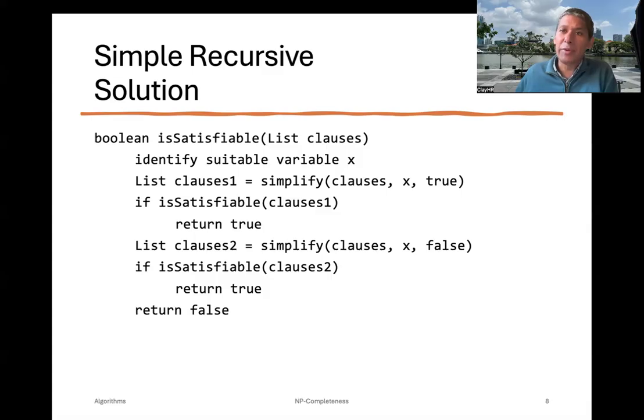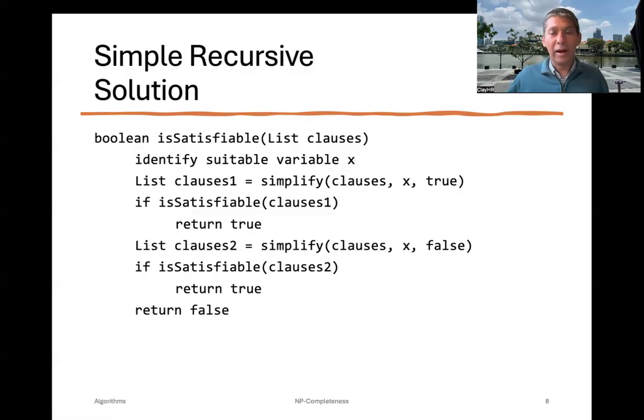Once you set the variable x to true, the problem structure gets simplified, because a lot of clauses which are now already true can be removed. Where x is true, x prime is now false, so x prime can be removed. You now have a simplified version of the problem, referred to here as clauses1. Now you recursively check isSatisfiable on clauses1. If you find it, great. You return true with the solution that x is equal to true, and similarly you find solutions for the other variables as well.